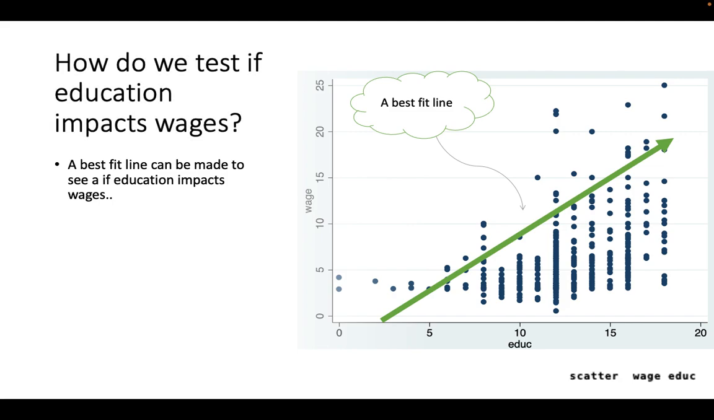A positively sloped best fit line suggests that wages and education are positively correlated. Higher education would lead to higher wages, and that makes sense when you think about it.